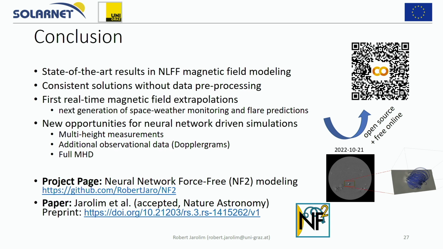And the overall goal that we are following is to go forward and go to full MHD simulations. So as a final note, all the project codes are publicly available. You can also find the Google Colab notebook, which allows you to play with this by yourself and to perform these extrapolations basically online. The paper got recently accepted for Nature Astronomy, and the remaining studies are still upcoming and in progress.